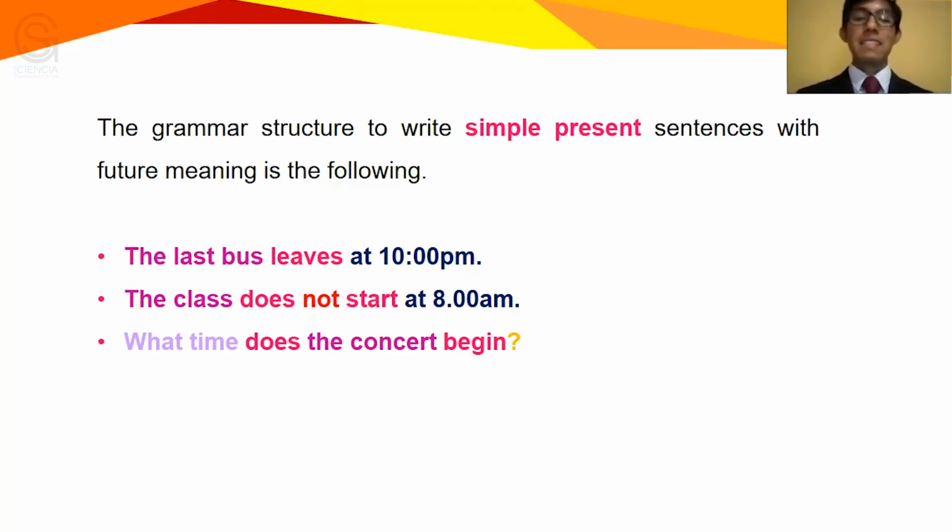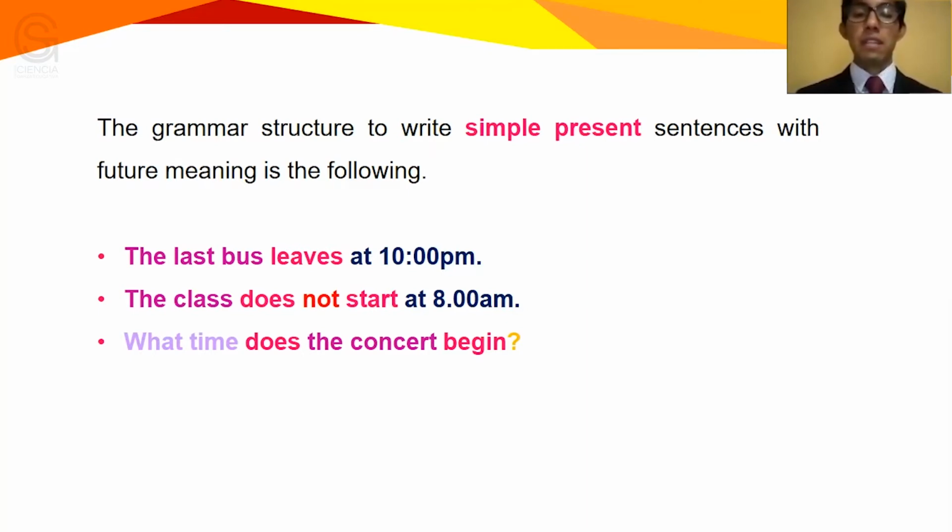Now, in the second sentence, we have the class does not start at 8 a.m. This structure is very similar to the previous one. We have the class, which is the subject, the auxiliary does not to express a negative idea, and the verb in the base form. Remember that when we have the auxiliary doesn't or does not, the verb goes always in the base form. And the blue part is the rest of the sentence.